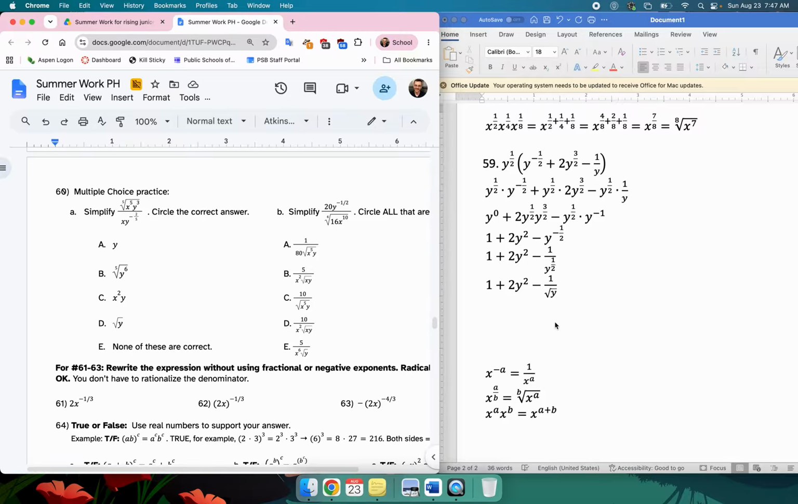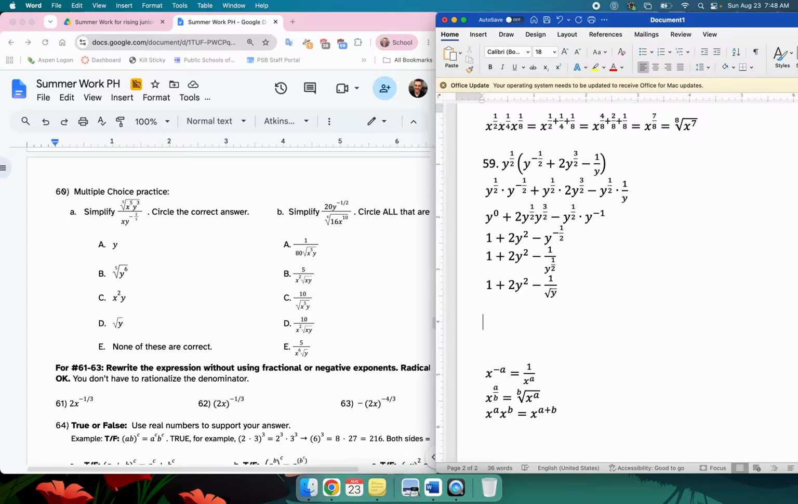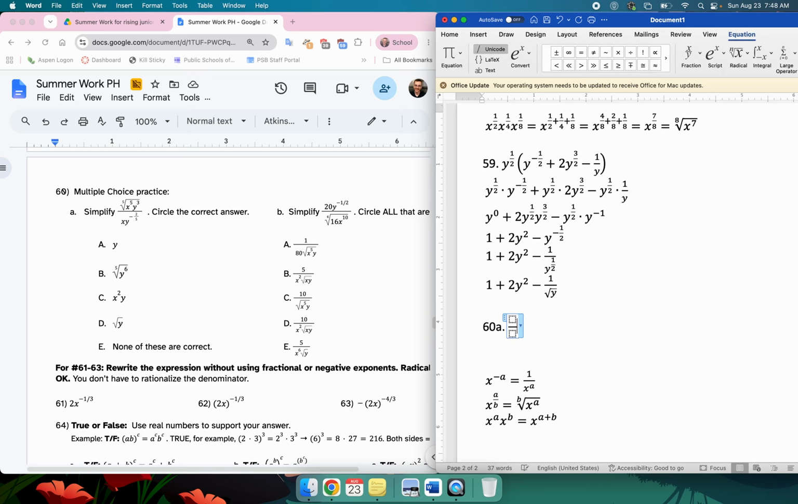Problem 60. This is pretty much the same as the previous problems. The only difference is it's a bit more complicated and it's multiple choice. So 60a, we have the 5th root of x to the 5th, y to the 3rd, over x y to the negative 2/5.